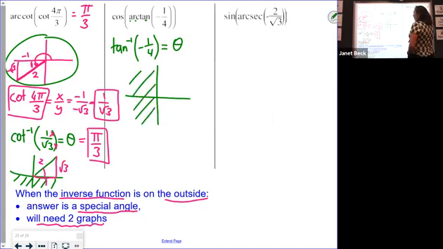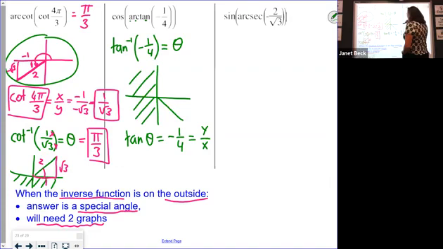If it's negative, I'm looking at the tangent of an angle being negative 1/4, y over x. If it's negative, it must be down here. It's not in quadrant 1. I know the y is negative 1. The x must be positive 4.